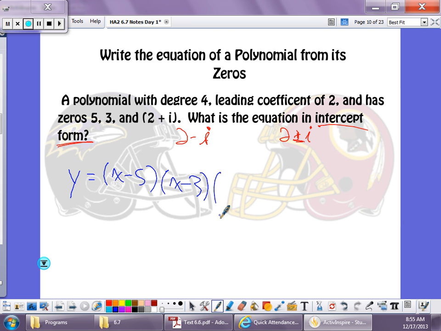Oh yeah, sorry, thank you. Leading coefficient of 2. And then for this, you just keep that in parentheses, and you say x minus 2 plus i and x minus 2 minus i. And that's your answer.